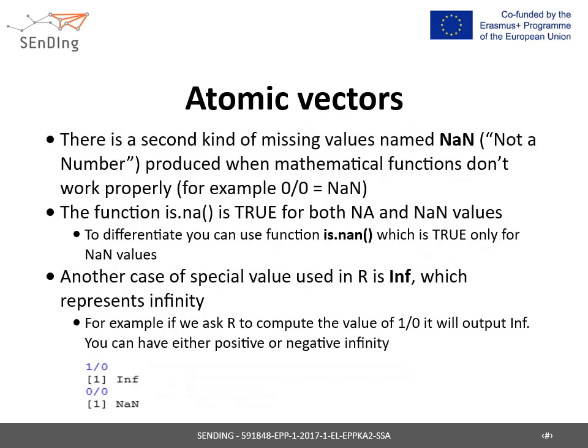There is a second kind of missing values named NaN, not a number, produced in situations where mathematical functions don't work properly. For example, when we try to divide 0 by 0. The function is.na is true for both NA and NaN values. To differentiate, you can use the function is.nan, which is true only for NaN values. Another case of special value used in R is Inf, which represents infinity. For example, if we ask R to compute the value of 1 divided by 0, it will output Inf. You can have either positive or negative infinity.